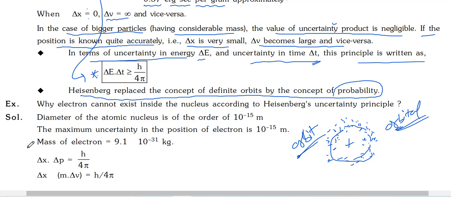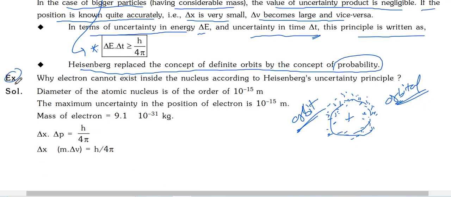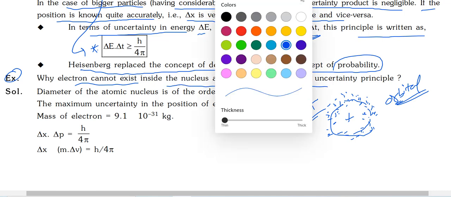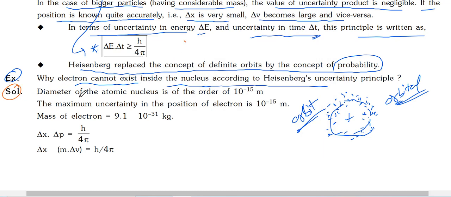Now we can discuss one question here. Why can an electron not exist inside the nucleus according to the Heisenberg uncertainty principle? The diameter of the atomic nucleus is of the order 10 power minus 15 meter, that is also a Fermi, we can say. The maximum uncertainty in the position of the electron is 10 power minus 15 meter, not more than this. The mass of the electron is 9.1 into 10 power minus 31 kilogram. If you substitute those values here, in place of delta p we can write m delta v, then h by 4 pi.